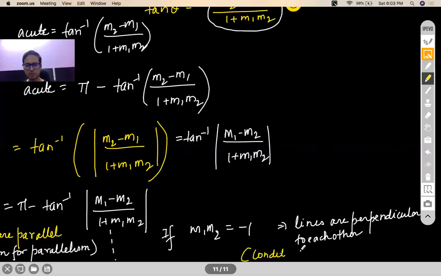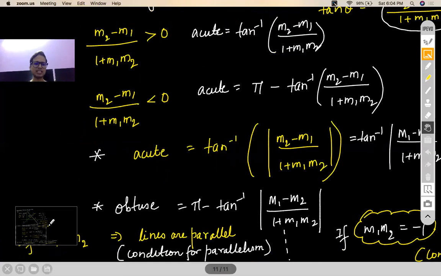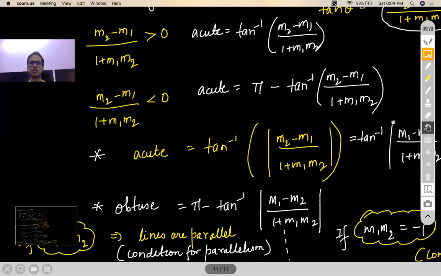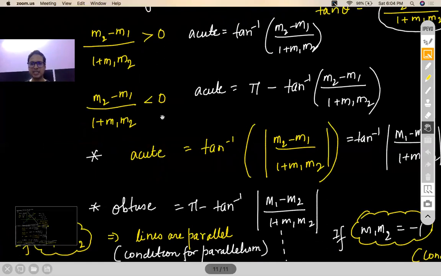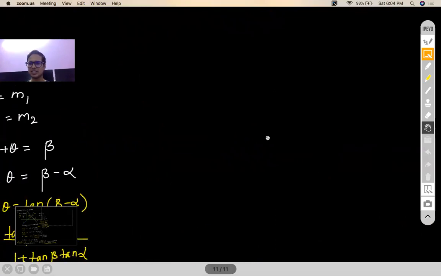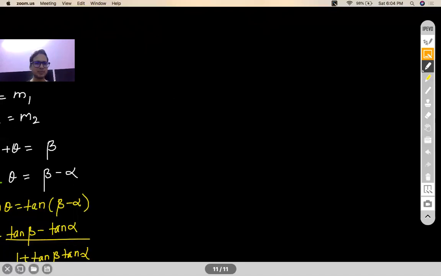The condition for perpendicularity of two lines, which I think you have done in your junior classes as well, is that the product of the slopes would be -1. The condition for parallelism is that the lines would have the same slope. Is that fine? Any questions here? All right, so let us take some further concepts. Do let me know if you have any questions.